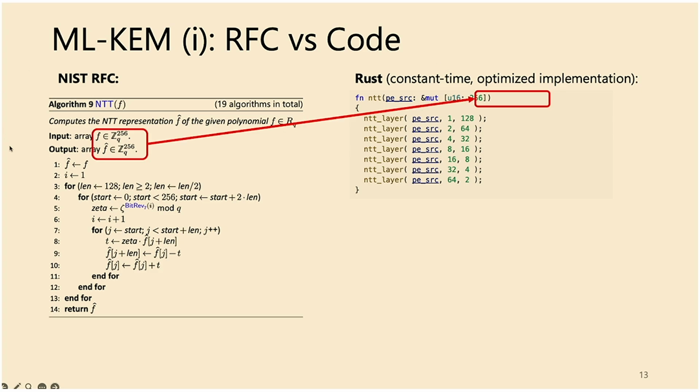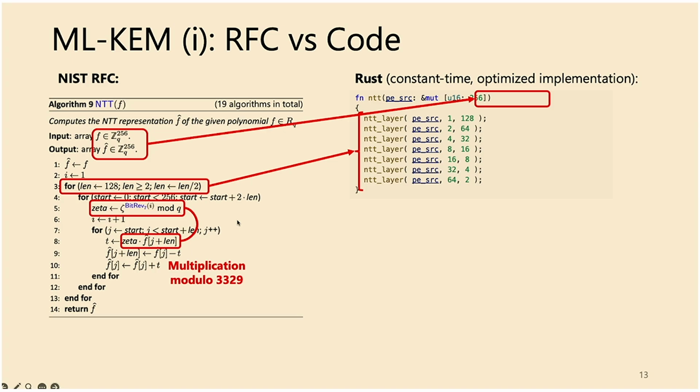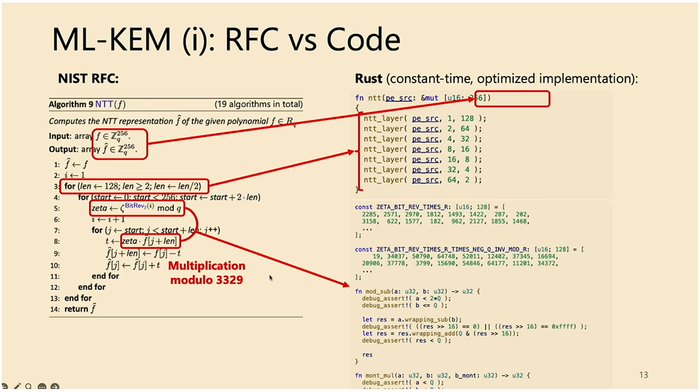For example, here we're using polynomials, which are arrays of finite numbers in a finite field. On the right, we're using arrays of U16. Of course, we unfolded the loops. But most importantly, if you look here at those two lines of code, which compute a multiplication by some power of a constant zeta modulo some prime number 3329, in the implementation, it looks like this.